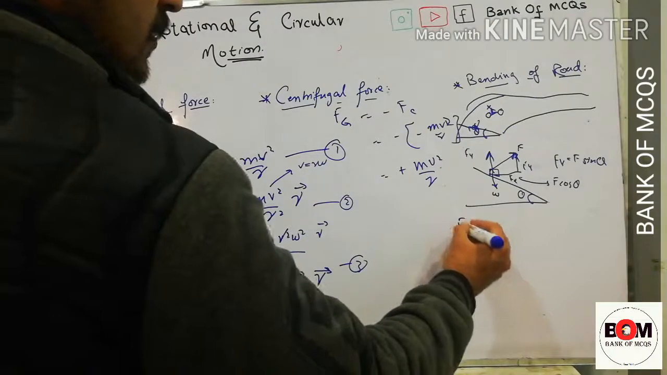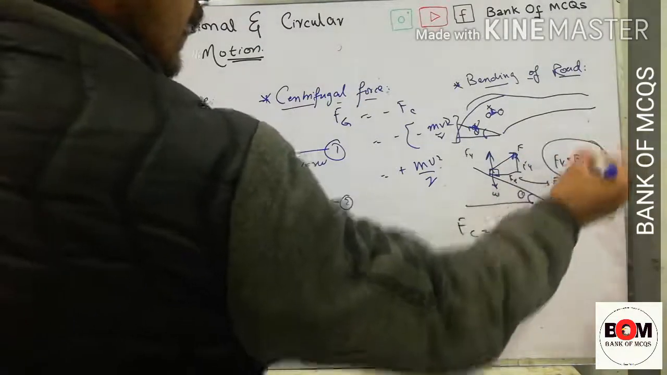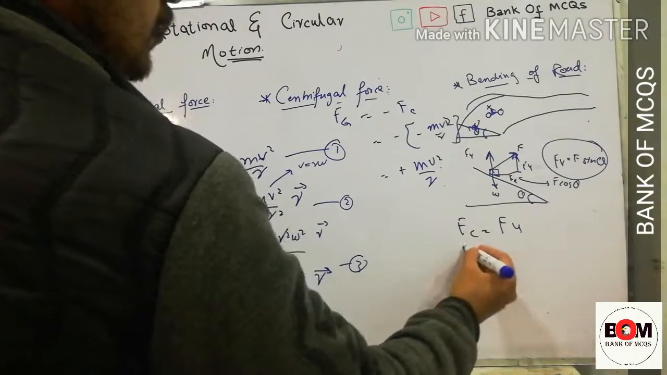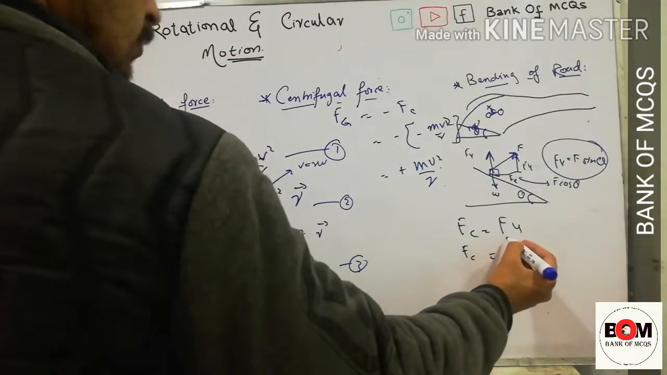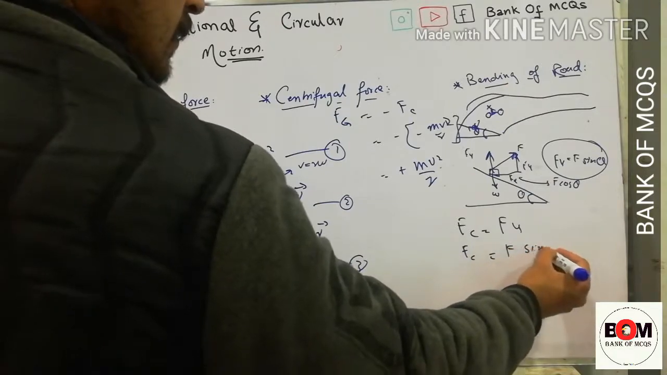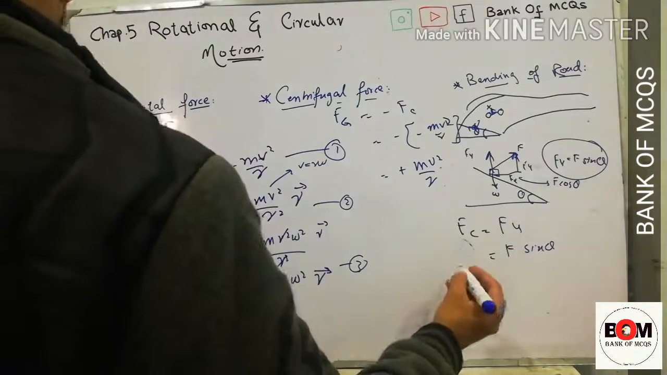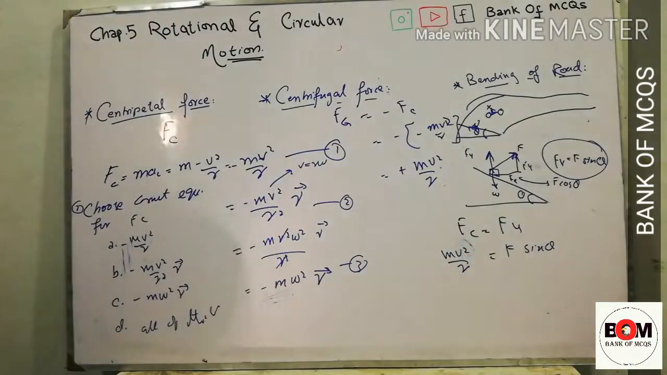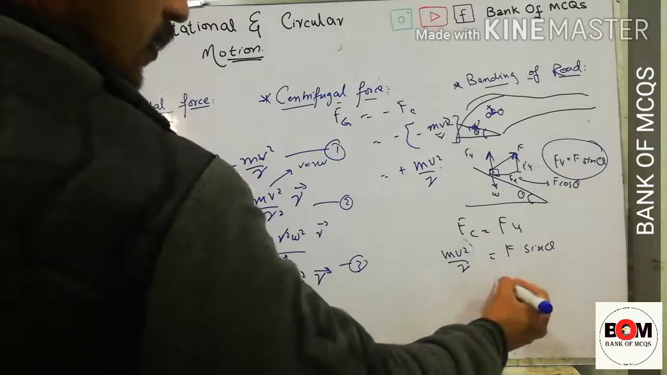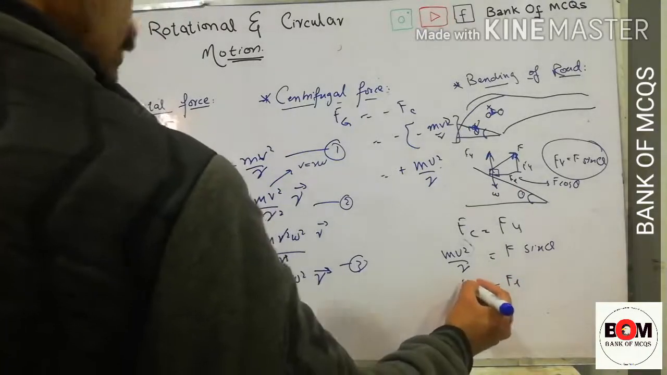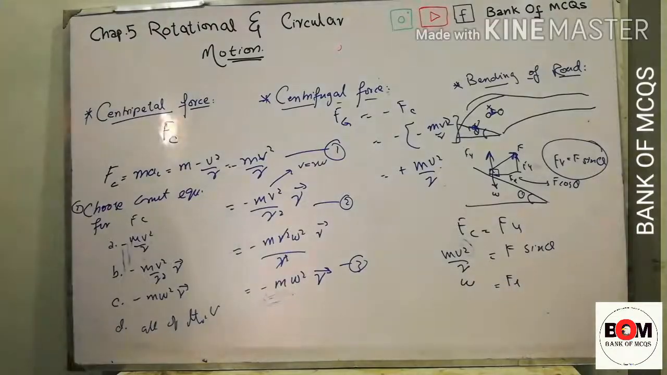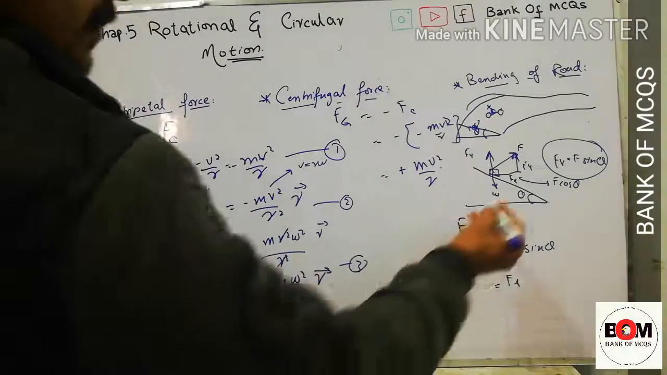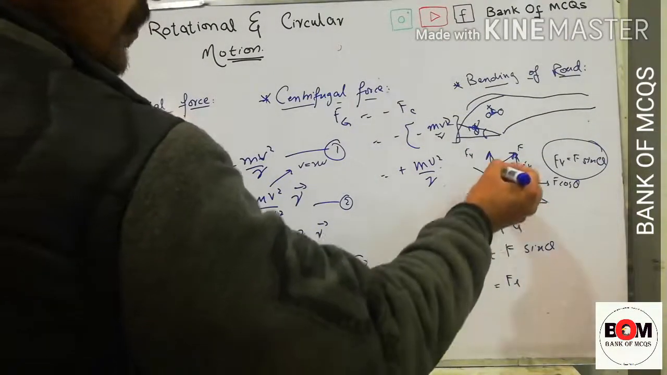The centrifugal force is due to Fy, the vertical component of the force, where Fc is equal to the vertical component, F sin theta, and centripetal force is equal to mv square divided by r. The other component, F cos theta, is cancelled with the weight of the body. So if an object is coming, the force acts downward.